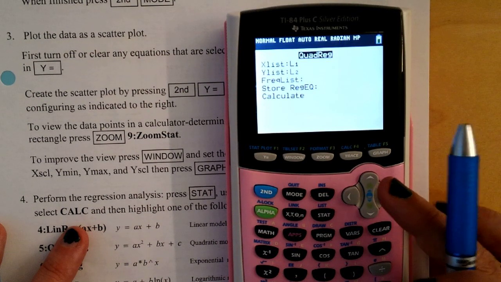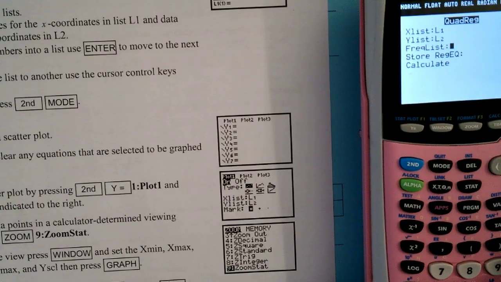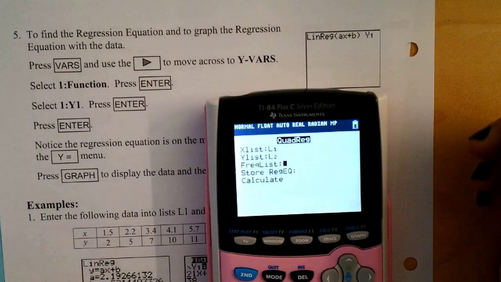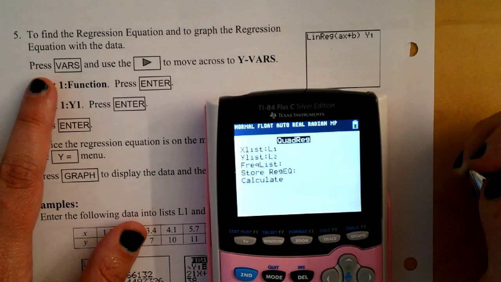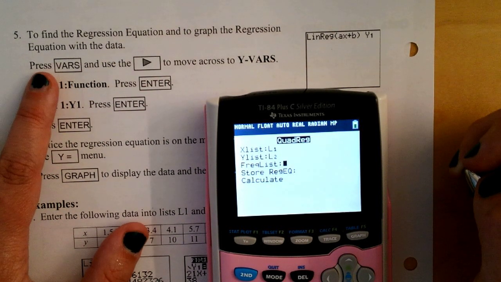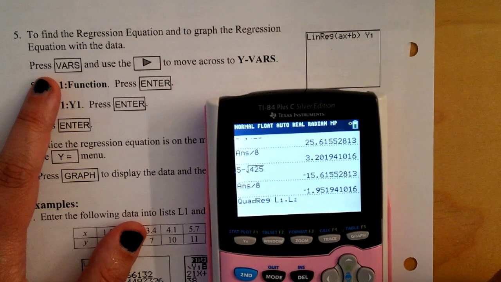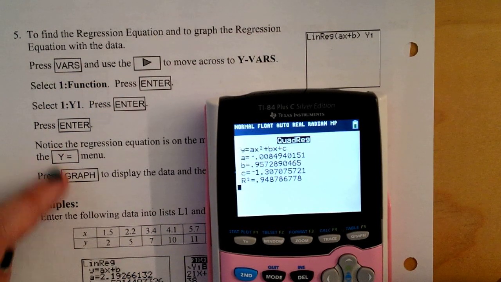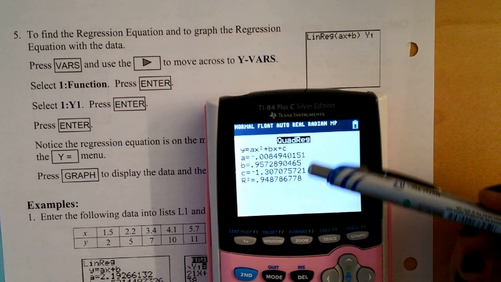List 1, list 2, and we push enter on that. So we're back on the back side now. I'm kind of skimming over these instructions, but you can read them over later at your leisure, okay? Where am I? I think calculate. Done. Okay, there's probably some other fancy instructions here, but essentially I'm getting the equation right here.